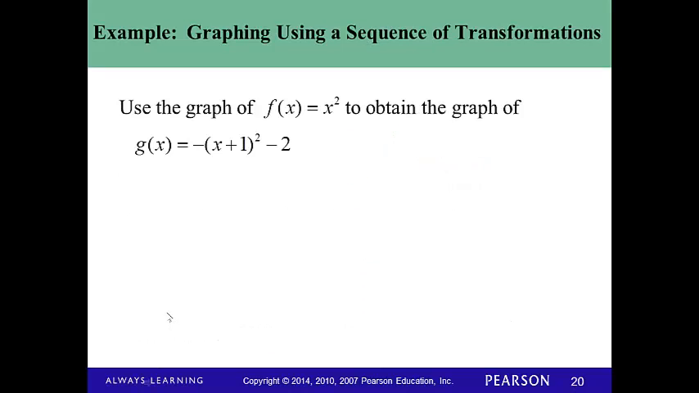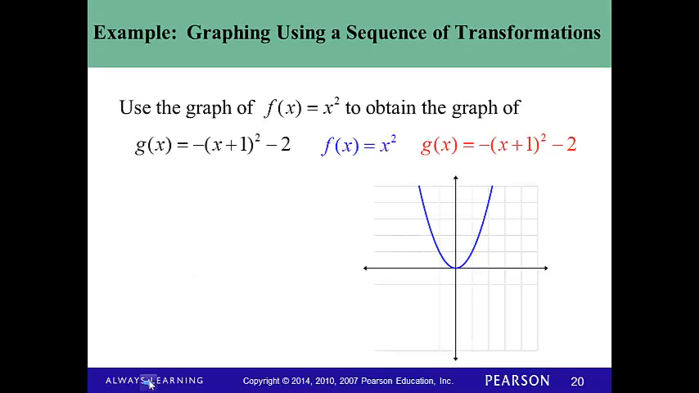Alright, so now let us practice doing a complete transformation. So the first thing we're going to do, we're going to use the graph f of x equals x squared to obtain the graph of g of x equals negative (x plus 1) squared minus 2. And it's very important that you do these in the correct order. So the first thing you should do is graph f of x equals x squared, which they did.